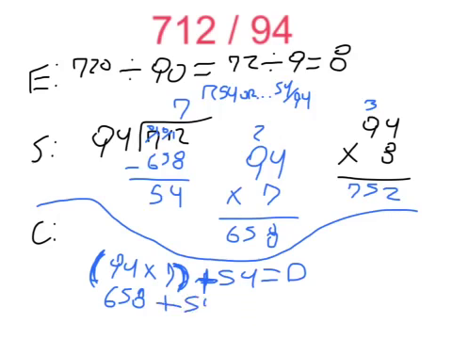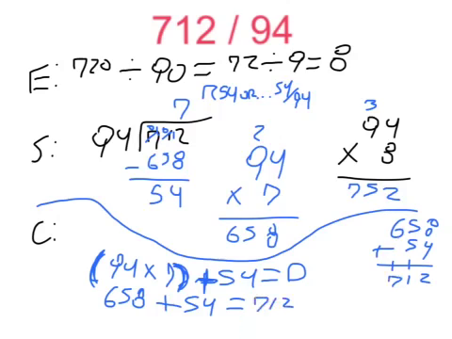658 plus 54 equals, let's see, I need to add this up. 4 plus 8 is 12, 5 plus 5 plus 1 is 11, 6 plus 1 is 7. 712, and that was our dividend, so it checks out. And that was our remainder.